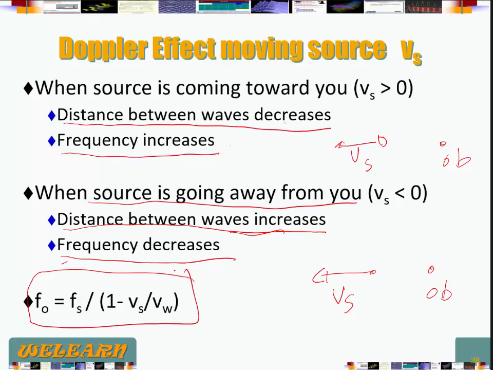Mathematically, that's expressed this way. This is the frequency as measured by the observer. This is the original frequency as produced by the source. Now, it is the original frequency over, it's not multiplied like last time, over 1 minus the velocity of the source over the velocity of the wave. Again, the wave in this case is sound, so that's the velocity of sound.